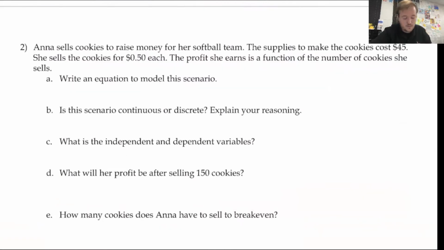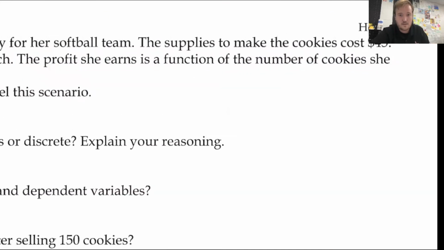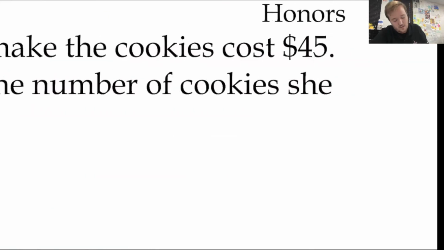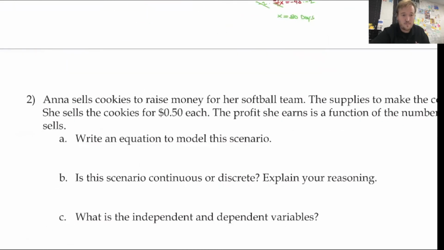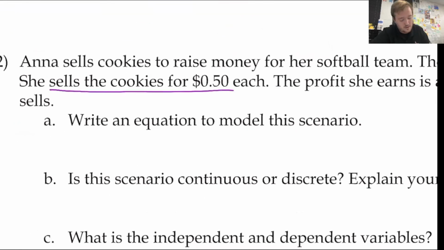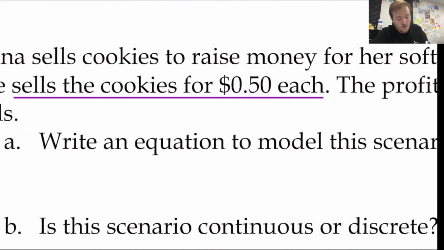So Anna sells cookies to raise money for her softball team. So the supplies to make cookies cost $45 and she sells the cookies for 50 cents each. So the profit she earns is a function of the number of cookies she sells. All right, so kind of think back to our inequalities. So the supplies cost is going to be an expense, which means this is going to be a negative 45. So it's only a one-time thing. However, she sells the cookies for 50 cents each. So this is going to be a profit, so plus 50 cents per cookie. So anytime it says each, that's going to tell you it's going to be written with the variable.